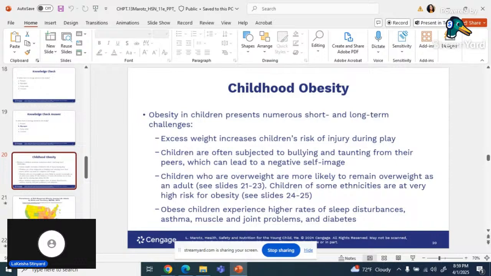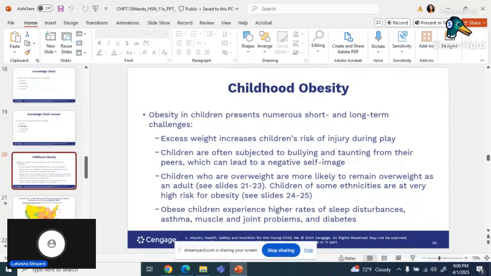Childhood obesity. Obesity in children presents numerous short and long term challenges. Excessive weight increases a child's risk of injury during play, which I have attested to, and you probably have too. Children are often subject to bullying and taunting from their peers, which makes them feel very bad and have a low self esteem and a very negative self image of themselves.